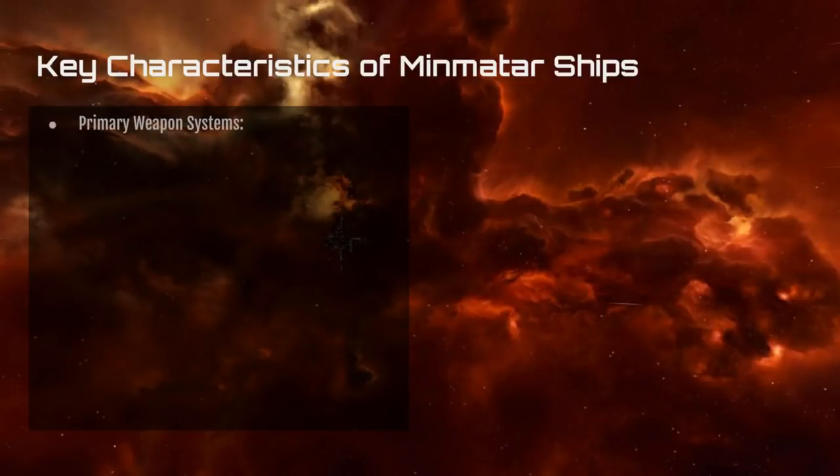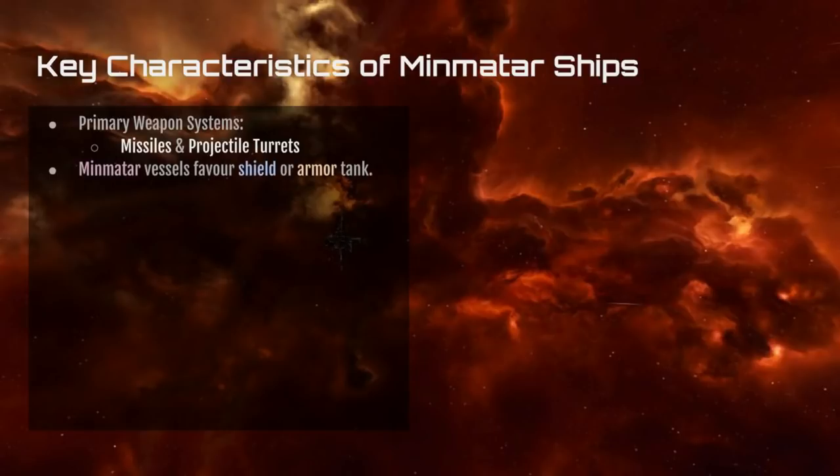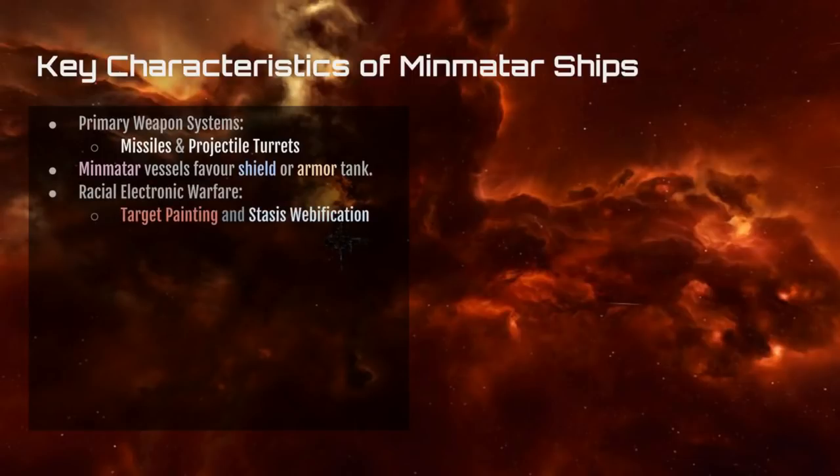Key characteristics of Minmatar ships. They use primarily missiles and projectile turrets. They favor shield or armor tank, depending on which is most useful for the ship class they're flying. The racial electronic warfares are target painting and stasis webification. These two systems work to either make the ship look bigger or to slow it down, essentially acting as force multipliers for the missiles and projectile turrets they favor.